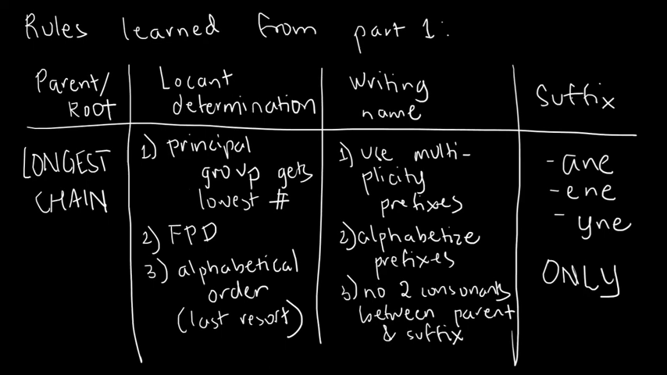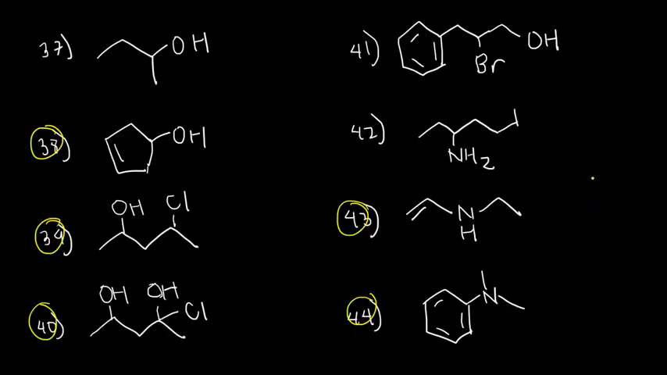Now, for the suffix, I want to clarify once again that although we have the suffixes "-ane", "-ene", "-yne" for the hydrocarbons, the real suffix is the letter E. Because even if I have a double bond and I have a new principal group and I replace the letter E, these fragments or these letters still remain. And you will observe this a lot as we go through the examples. Without further ado, let's go to the examples right away.